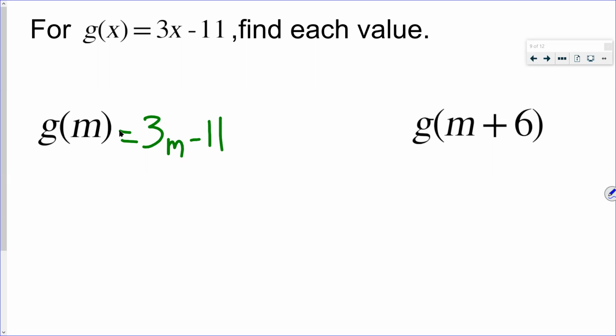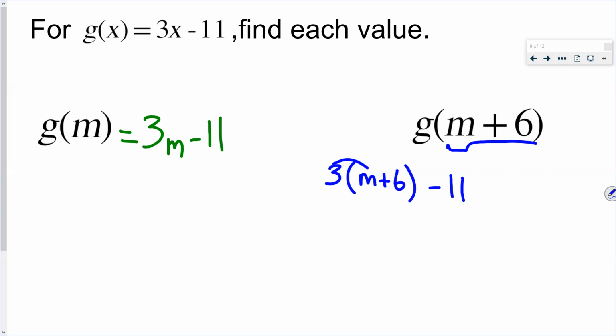But now what if we have g of m plus 6? Oh my goodness, we were dealing with just numbers, and now we have a variable, and now a variable and a number? All we're going to do is take this m plus 6 and substitute it in for the x variable. So we're going to have 3 times, in place of x, we're going to put m plus 6, and then minus 11.